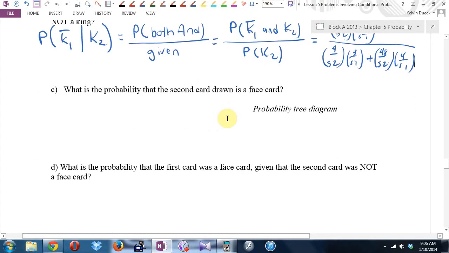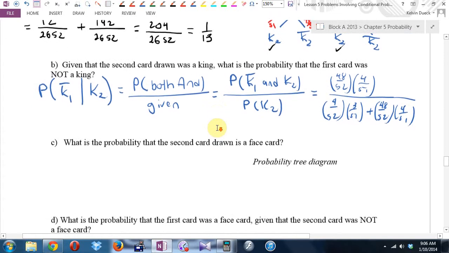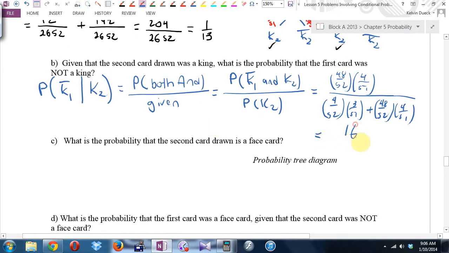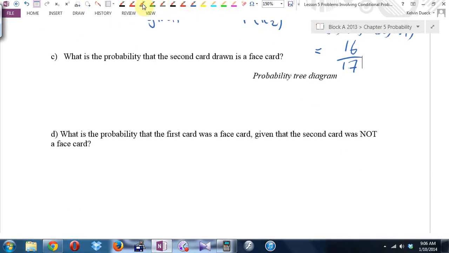Hey, Roy, you're on such a roll. Can you read C to me, please? Oh, hang on, I forgot to write the answer. What was the answer? 16 out of 17. Okay. Now let's go to C. What is the probability that the second card is the same as the first card? Depends. You know what it depends on? If the first card is a face card. What's a face card?